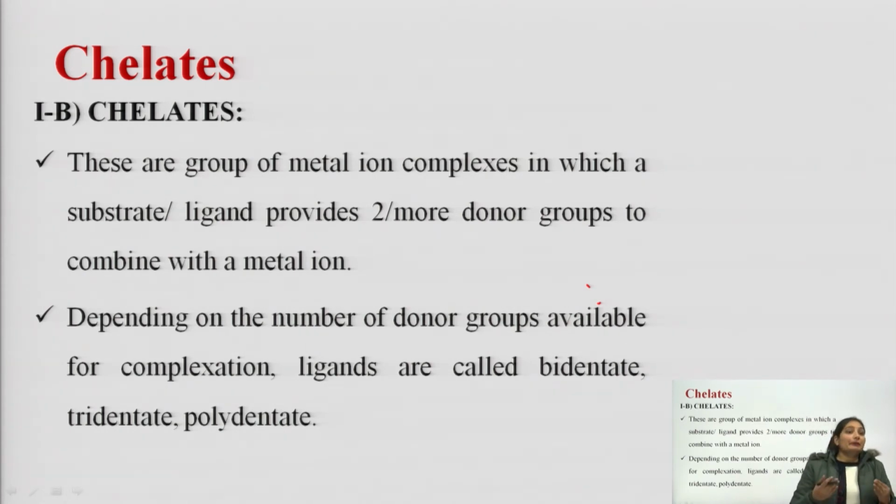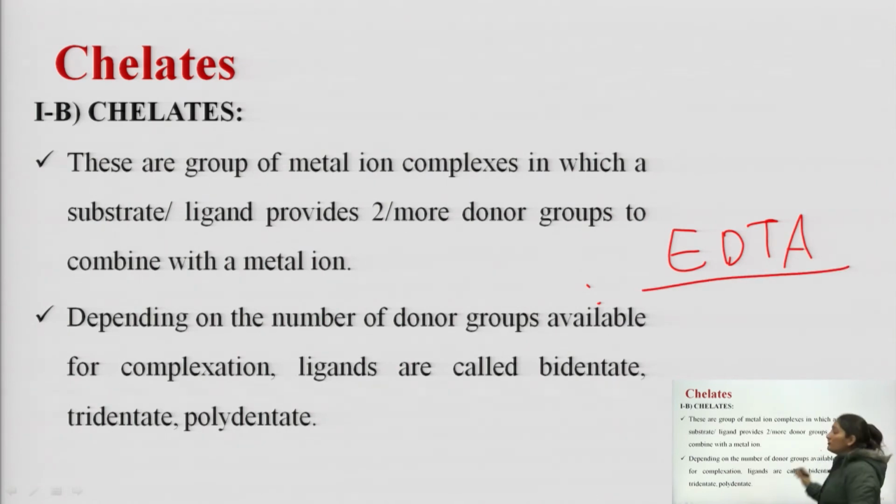Depending on the number of donor groups available for complexation, the ligands are called bidentate, tridentate and polydentate. For example, EDTA. EDTA is an example of chelates that possess polydentate donor groups. Ethylene diamine tetraacetic acid.